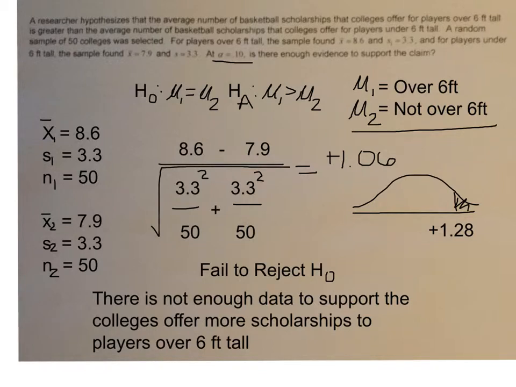Well, in this case, the 1.06 is clearly in my non-critical region, in my non-shaded region, so it means we fail to reject the null hypothesis. Keep in mind, just like the past chapter, this doesn't mean that the two are the same. This doesn't mean that the shorter players and the taller players get the same number of scholarships. All it means is there's not enough evidence. Doesn't mean they won't go out and do another study and find something different, but in this case, there's not enough evidence to support that idea.